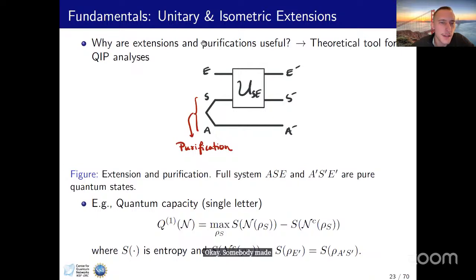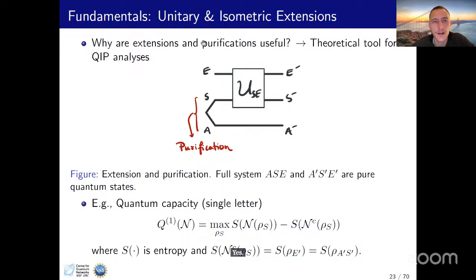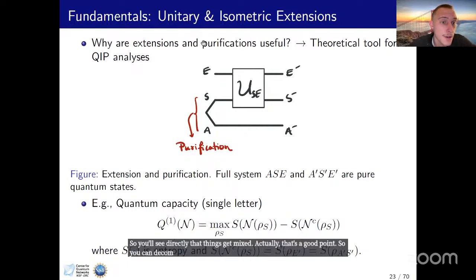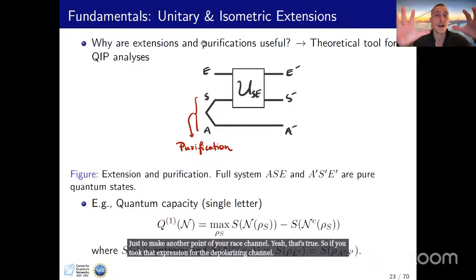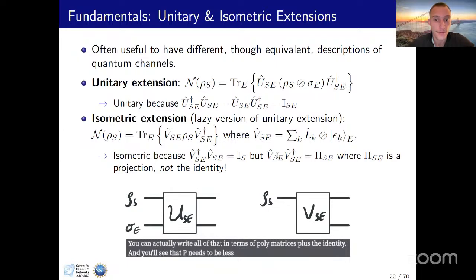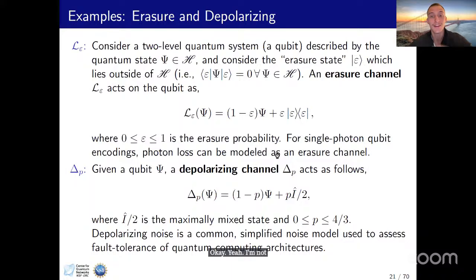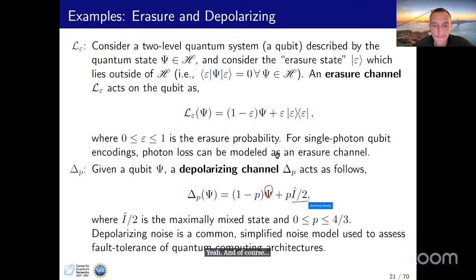Somebody made a comment, again about the erasure versus depolarizing channel: maybe you can further decompose the identity operator into the Pauli matrices. Yes, you can. And for any single qubit state, you can also decompose that into Pauli matrices, so you'll see directly that things get mixed. That's a good point. If you took that expression for the depolarizing channel, you can write all of that in terms of Pauli matrices plus the identity, and you'll see that P needs to be less than or equal to 4/3. I'm not going to do it, but you can write everything and then show that P needs to be less than or equal to 4/3.